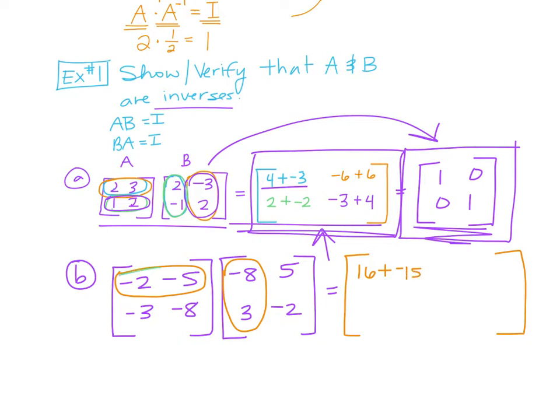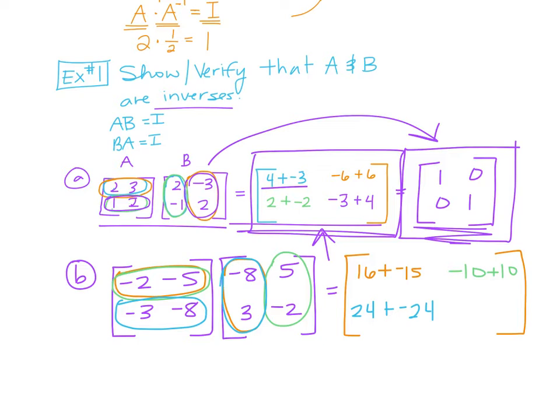Second one, we have that first row with the second column. So -2 times 5 is -10, and -5 times -2 is +10. Then we have the second row with the first column. So -3 times -8 is a +24. -8 times 3 is a -24.